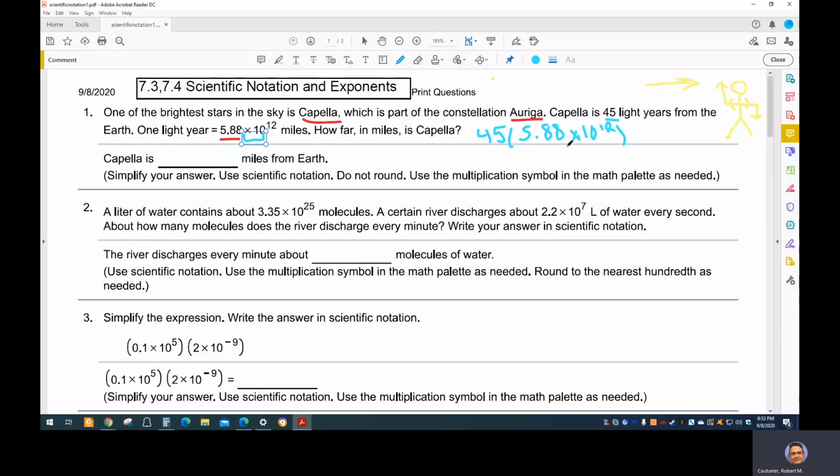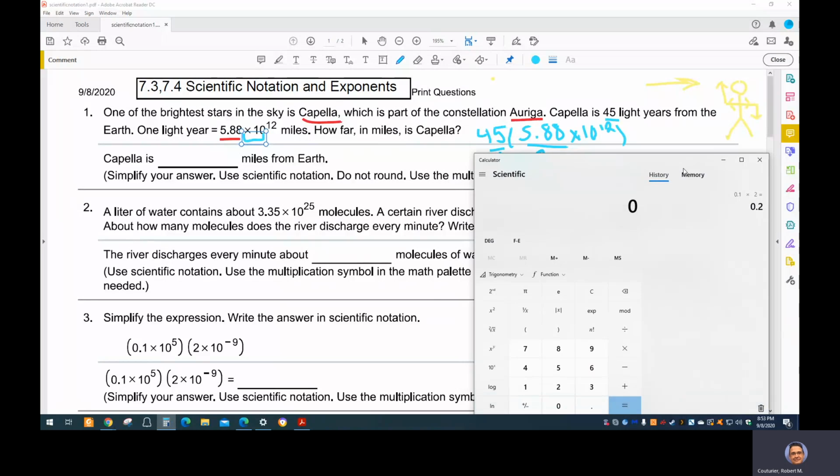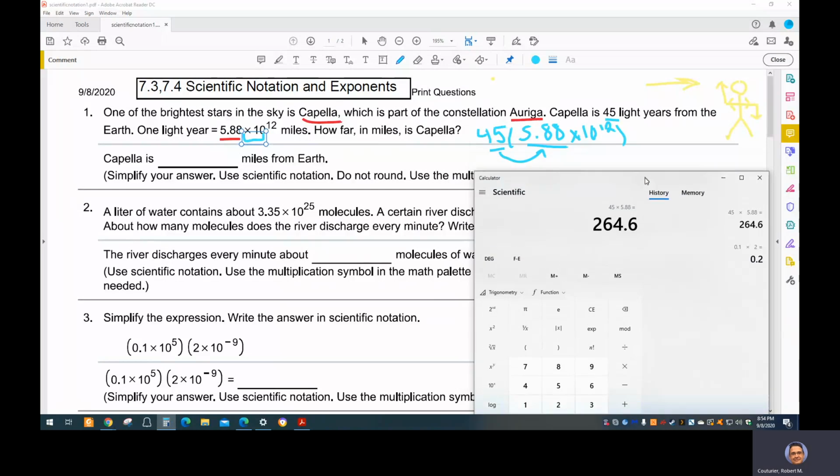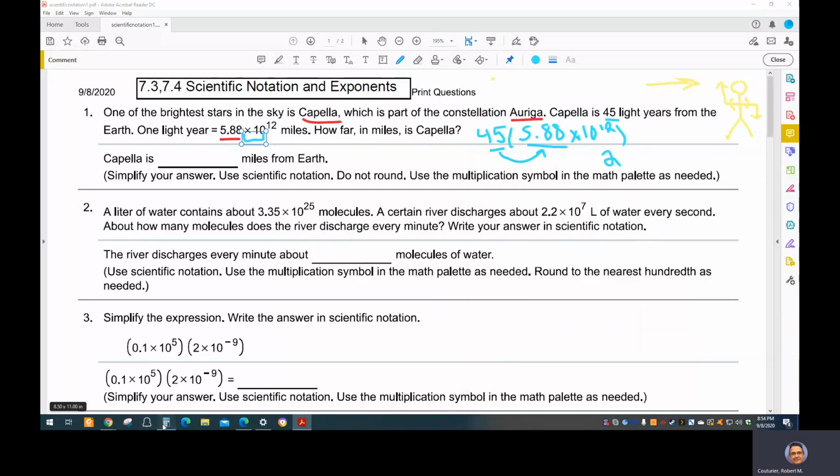Now look, in honesty, are we really dealing with any kind of multiplication of exponents here? 45 has no exponent. There's no power to a power or anything like that. So basically, all we have to do is take the coefficient, which is the 5.88, and multiply it by 45. And guess what? This is definitely calculator stuff here, because I'm not dealing with all these decimal points. So you have 45 times 5.88, and we get 264.6 times 10, because remember, this is our base. This is the base, times 10 to the 12th power.